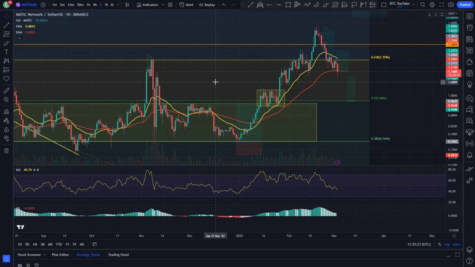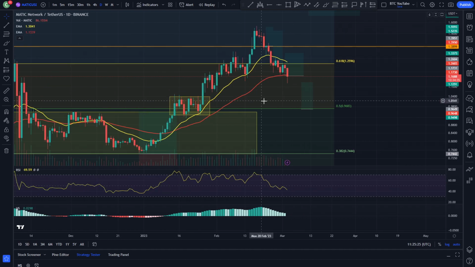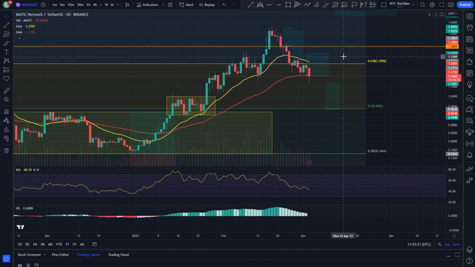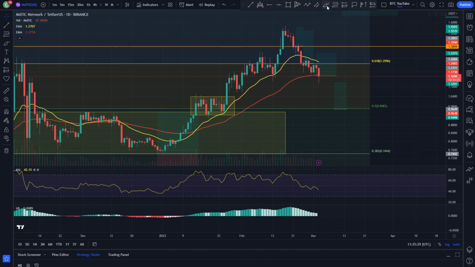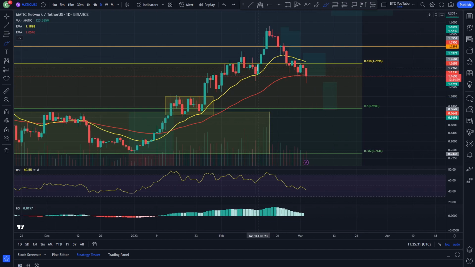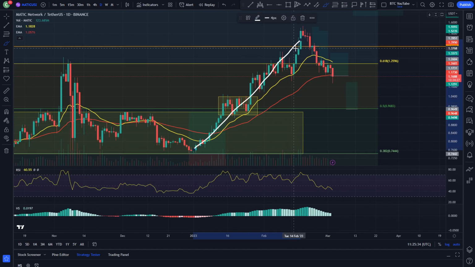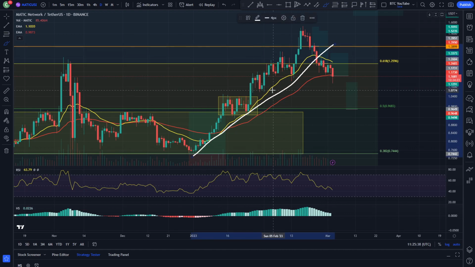We are just taking a super quick look at Polygon here, and as we can see, we are coming back down now and continuing to retrace to the downside. You can see in this area here pretty much what's been going on. We've had a very nice move to the upside for Polygon, but it looks as though we've lost this trend line area of this uptrend, haven't we?